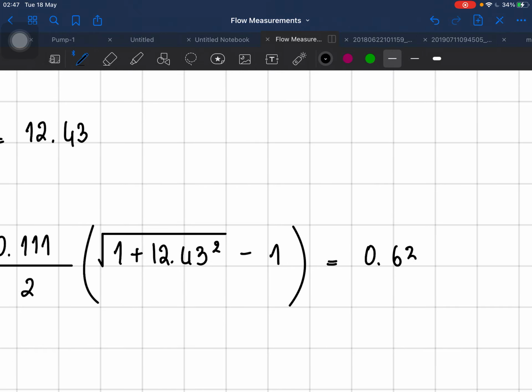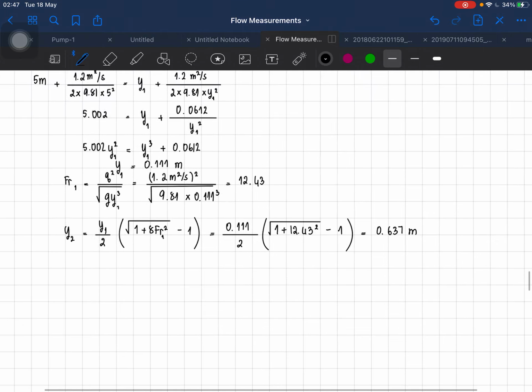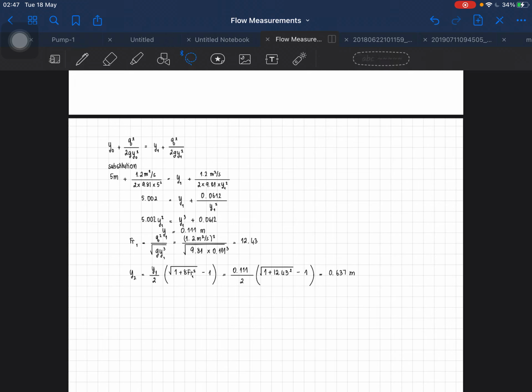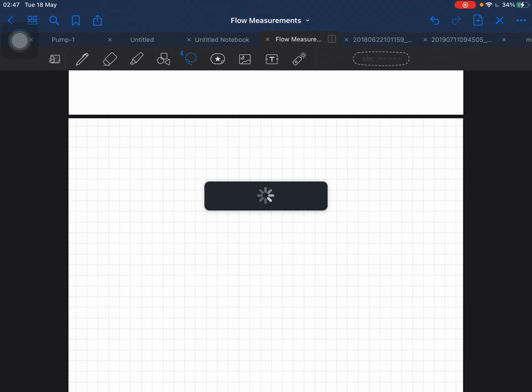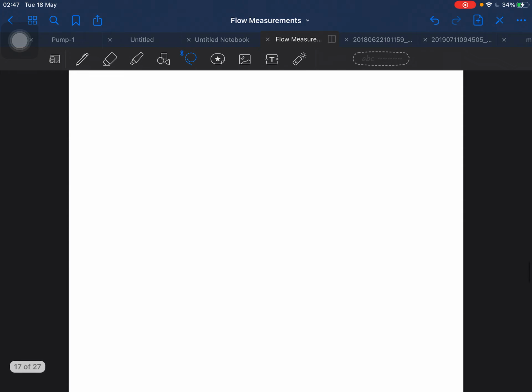So it's 6, 3, 6, 5, 7, 8. So this is the answer. Are the letters too small? But you can always zoom in and zoom out, right?